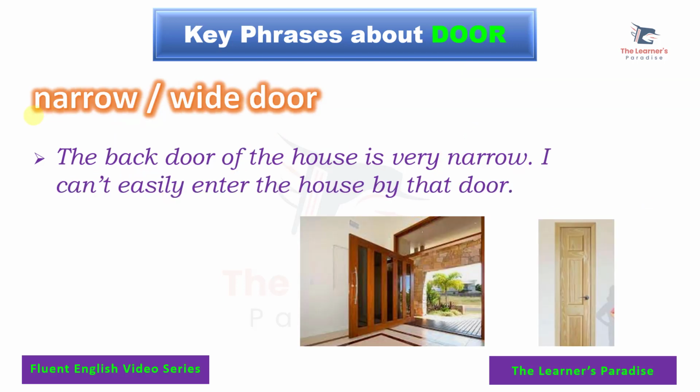We can have a narrow door or wide door. Narrow door is when the distance like this is very small, right? We call it a narrow door. And then we have a wide door. A lot of space is there, like this, right? Example sentences: the back door of the house is very narrow. I can't easily enter the house by that door.